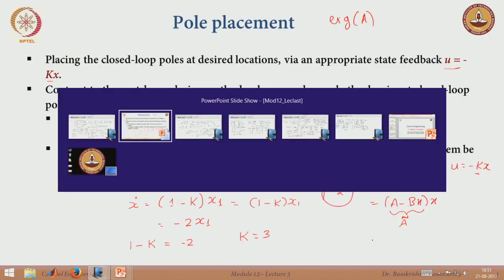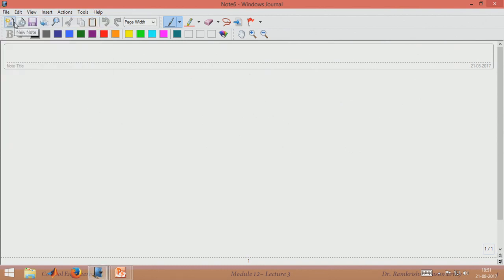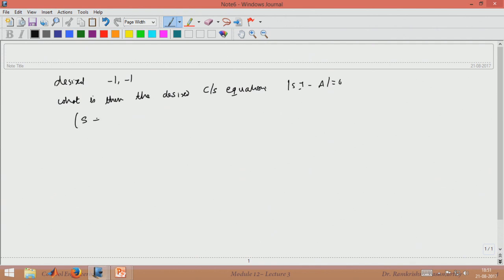Okay, so what do I do? So what is desired is the closed loop system to have eigenvalues of minus 1, minus 1, which means, well, what is then the desired characteristic equation? Well, sI minus A. So I know that, since the poles should be placed at minus 1, this should be something like this, s squared plus 2s plus 1.